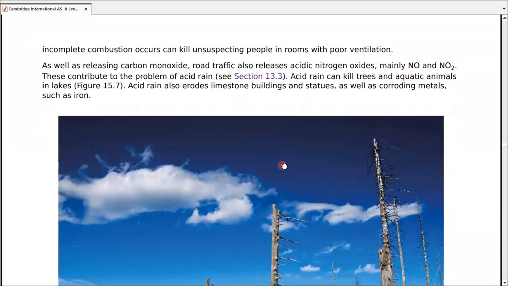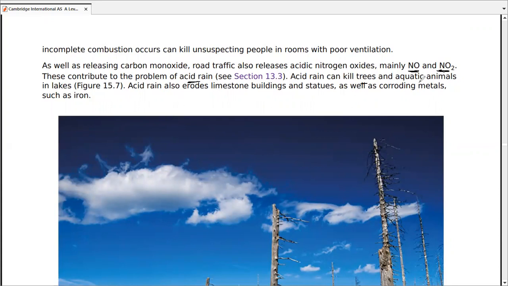Okay, moving on. As well as releasing carbon monoxide, road traffic also releases acidic nitrogen oxides because under high temperature and pressure in a car engine, exactly as the phrase is used in IGCSE, you will use the same phrases in AS and A level, it can produce NO and NO2. Now, this contributes to the problem of acid rain.